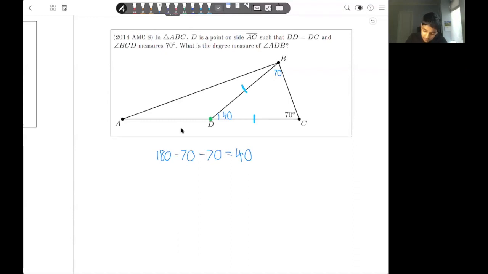And if BDC is 40, we have to find what ADB is. So ADB is this angle here. ADB and BDC, which is 40 degrees, are supplementary angles because they're both on a line, and a line is 180 degrees. So ADB plus 40 is 180. That means ADB is just 180 minus 40, which is 140. So ADB is 140 degrees, which is our answer. Any questions?